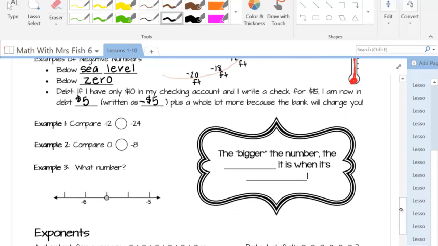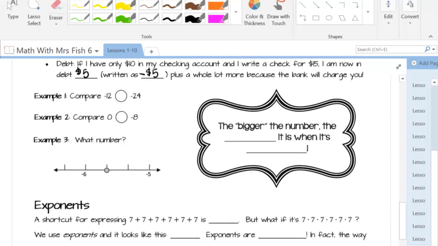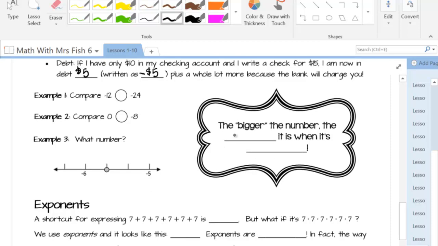So we are going to be comparing positive and negative numbers. And we're going to go inside this little fancy thing here. The "bigger," and notice that's in quotations, the bigger the number, the smaller it actually is when it's a negative number.